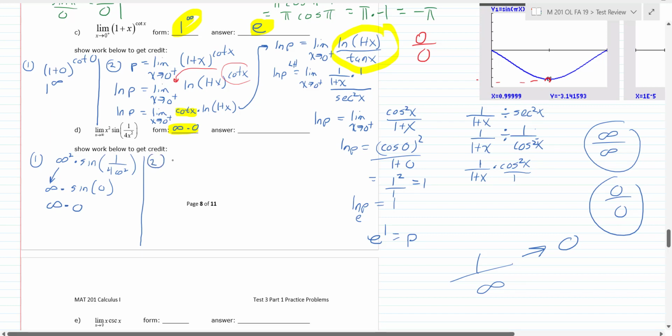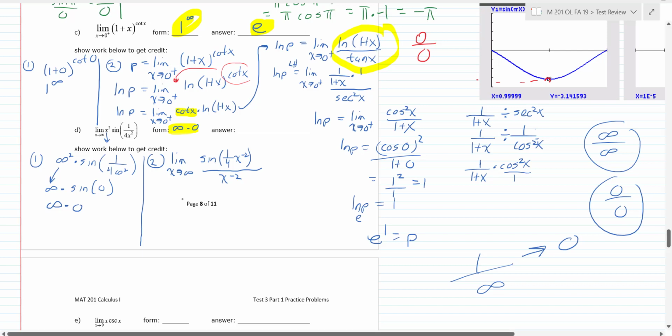So let's write this as the limit as x goes to infinity of sine, but let's go ahead and write that as 1/4 x to the negative 2. We're probably going to have to do the derivative of that anyway. And if you bring the x squared down, it's just going to give it a negative exponent. Okay, like that.